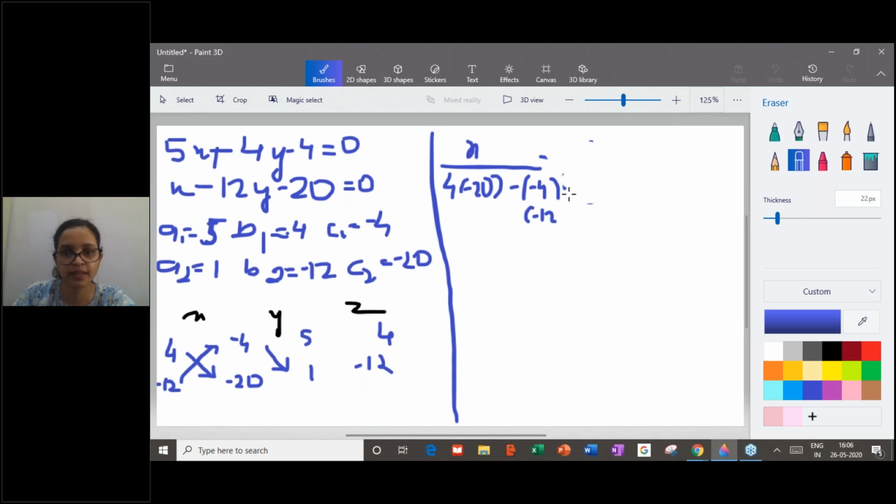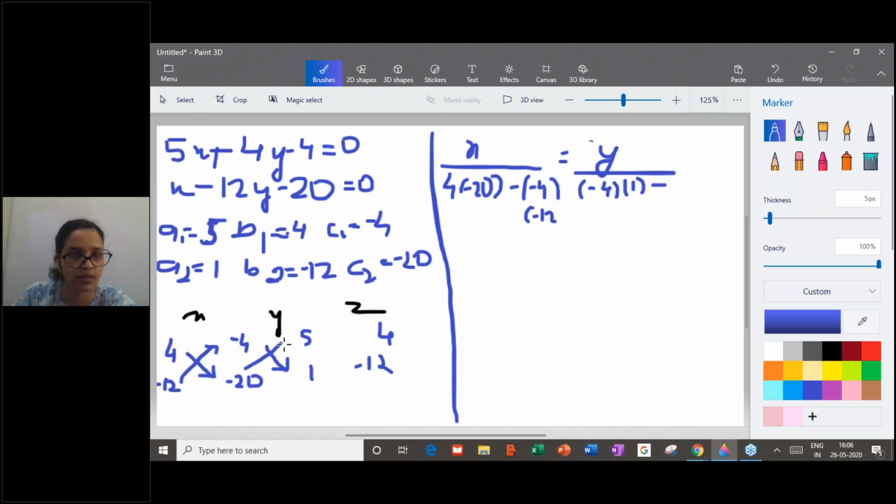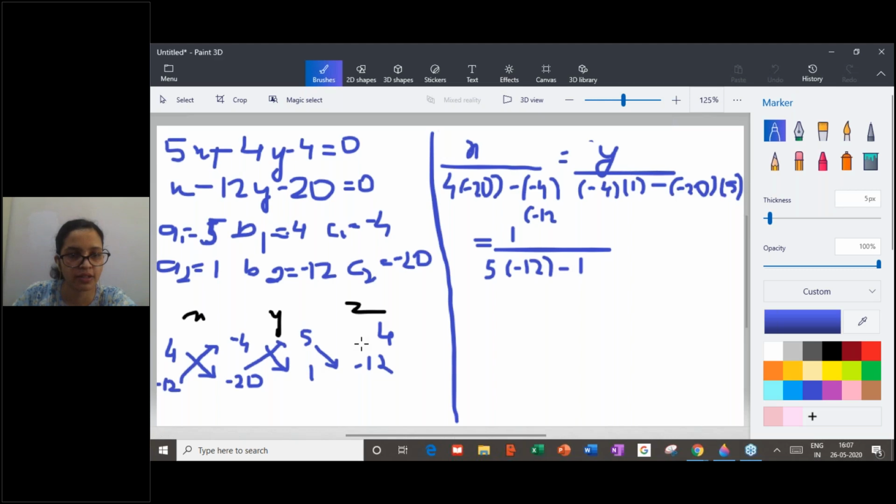Okay, you know what I'm going to write? Give it a little bit more space and write. Is equal to y by minus 4 into 1. Now you're going to go up, so minus, there's already a minus sign. So minus 20 into 5 is equal to 1 by, what is this? We go down, 5 into minus 12. Minus 1, you're going to go up, so minus 1 into 4.